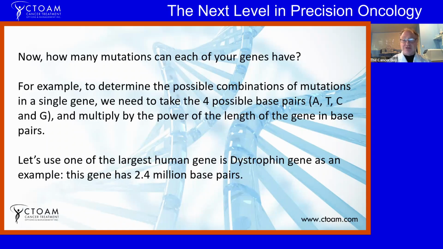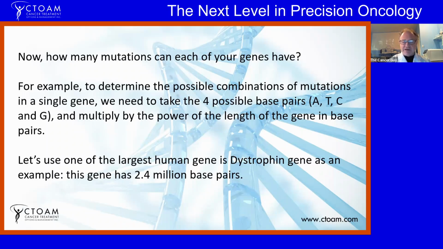So to determine the possible combinations of mutations in a single gene, we need to take the 4 possible base pairs, which is A, T, C, and G. Each one of these stands for a nucleotide base: adenine, thymine, cytosine, and guanine. And raise it to the power of the length of the gene in base pairs. Okay. And so, genes vary in length. Oncogenes are usually a lot smaller than tumor suppressors. But just as an example, one of the largest human genes is the dystrophin gene, and it has 2.4 million base pairs.